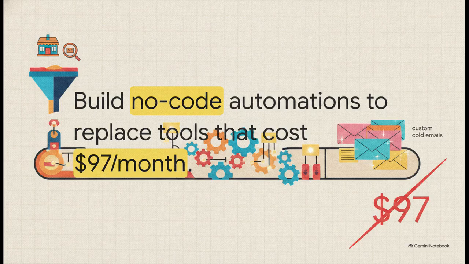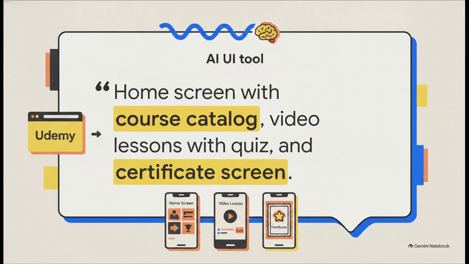Building a custom automation like this normally requires software that starts at around $97 a month. But here, you build it once and you reuse it for every new client completely for free. To finish up our build phase, we're going to use Google Stitch. Let's say you have an amazing app idea, but absolutely zero coding or design experience.